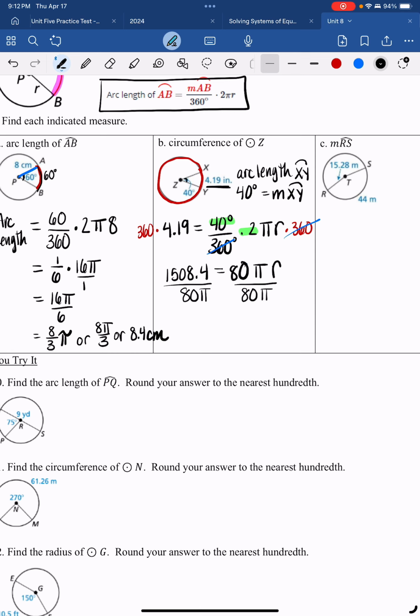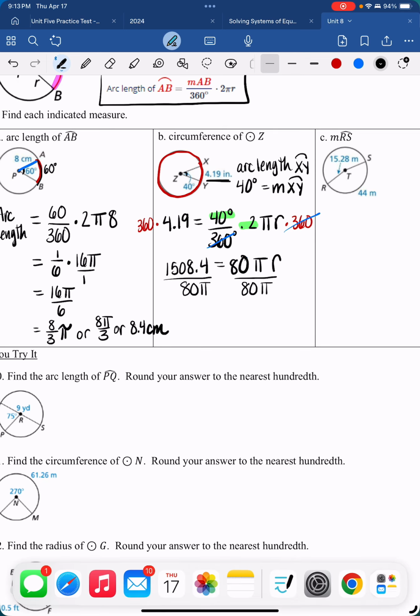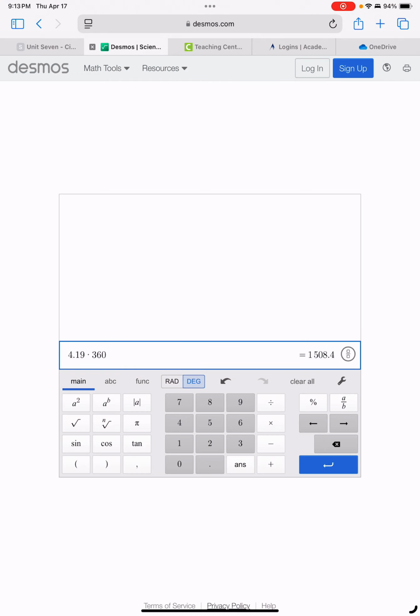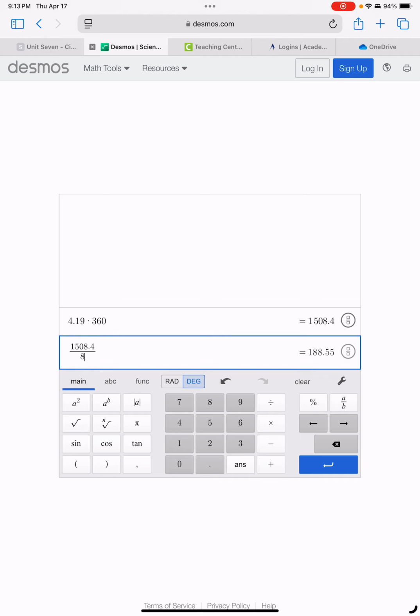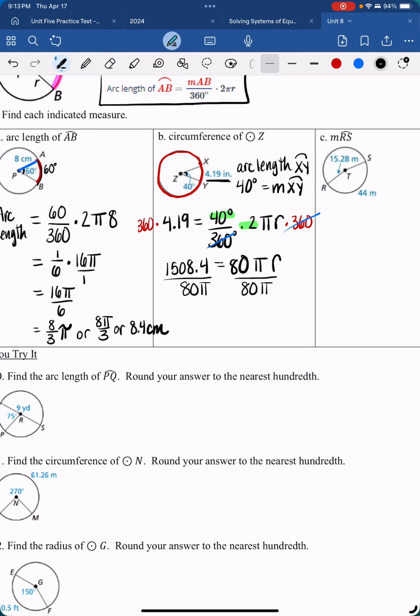So if we use our calculator for this calculation, that's going to give us the radius of our circle. So we'll take that answer, 1508.4, and we're going to divide by 80 pi. And then this is going to give us a radius of 6. My radius is 6 inches.